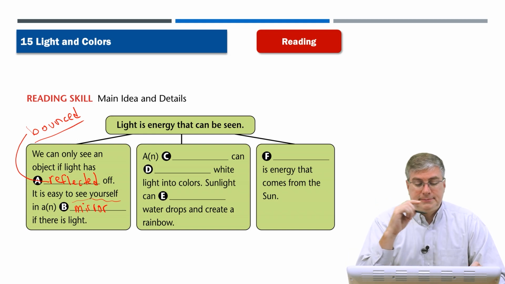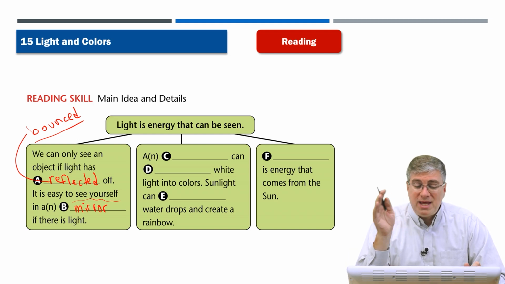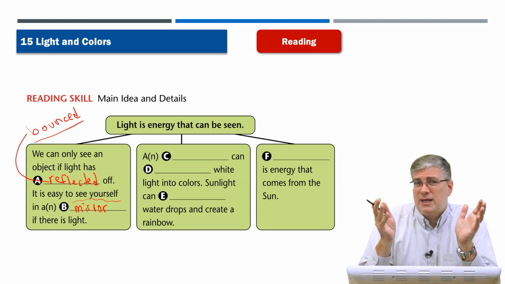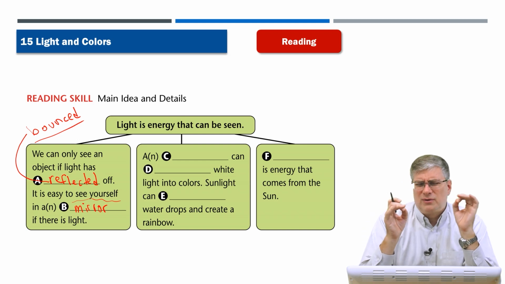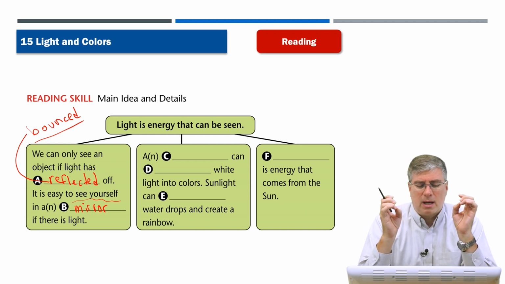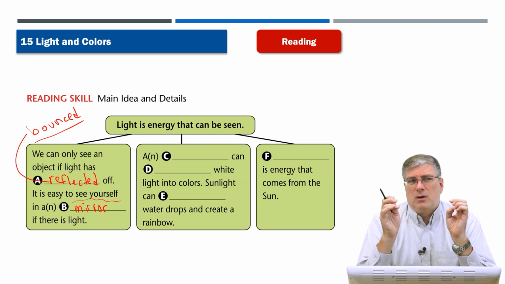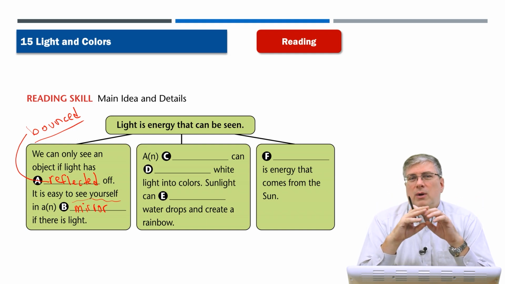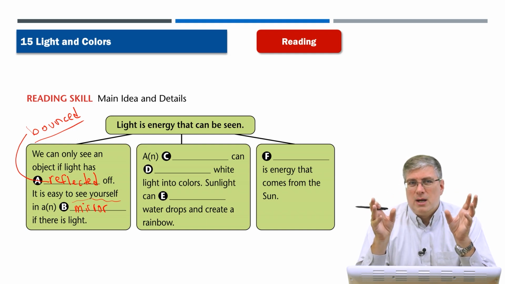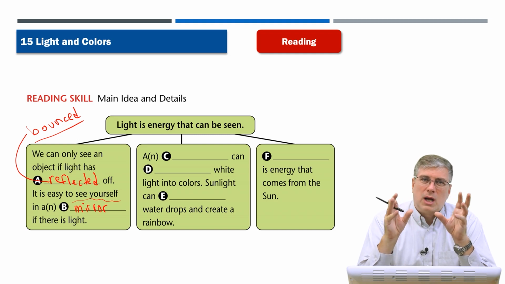Okay, moving on. A prism can split white light into colors. Ooh, this is a little difficult sentence, right? Because we have two blanks. We have to really be careful about what they're talking about. So before we talked about the rainbow, right? The rainbow has many different colors, right? Well, where does the light from a rainbow come from?